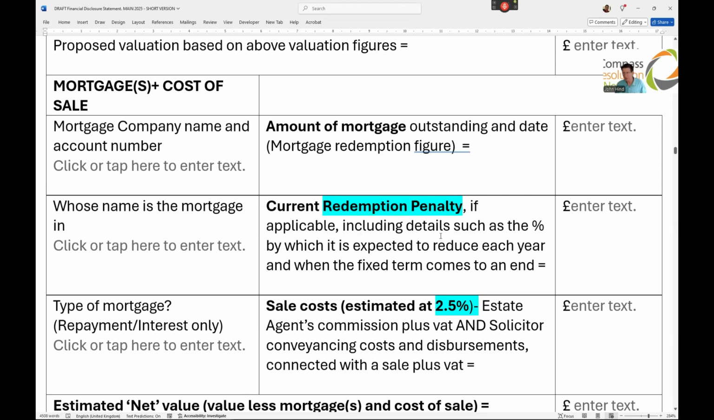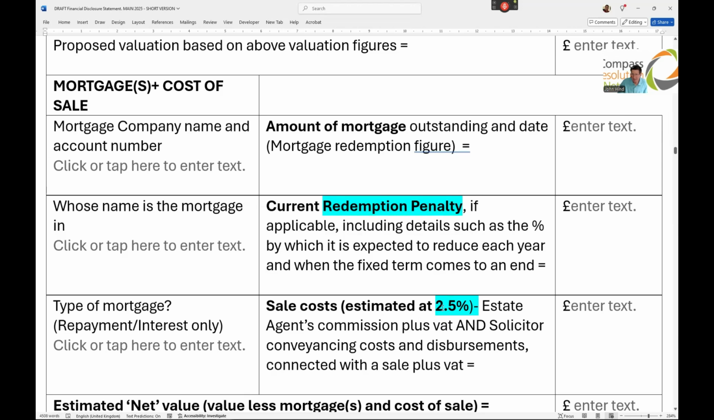Sometimes when you get a redemption penalty, if you get more details, they might provide information such as how it's going to reduce over the coming years and whether it relates to a fixed term and so on. And that can be quite important. The best thing to do is simply obtain an up-to-date redemption penalty document and share that with your former partner. Again, a little bit about the costs of sale here.